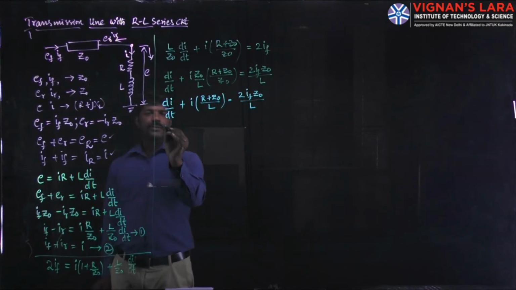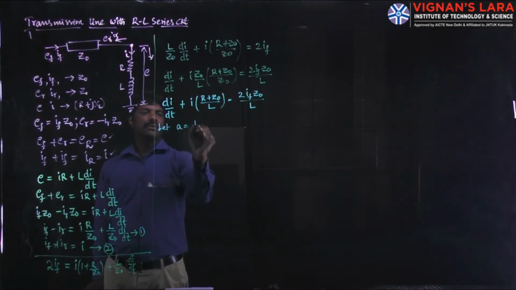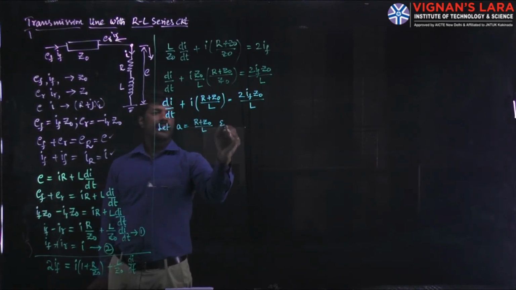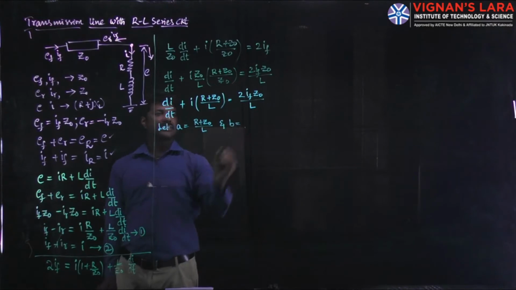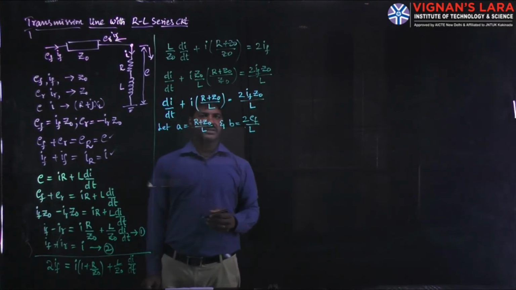We can assume here some quantities: let small a is equal to R plus Z0 by L and small b is equal to 2EF by L, where EF is IF into Z0.